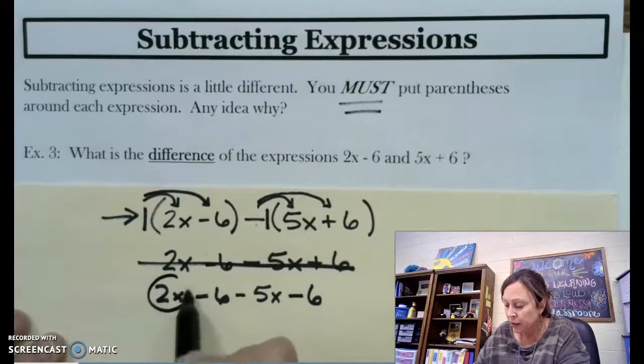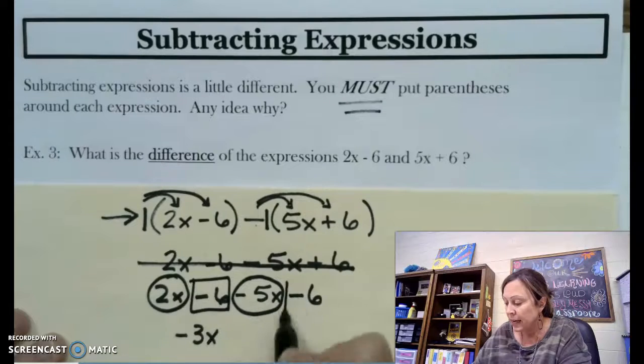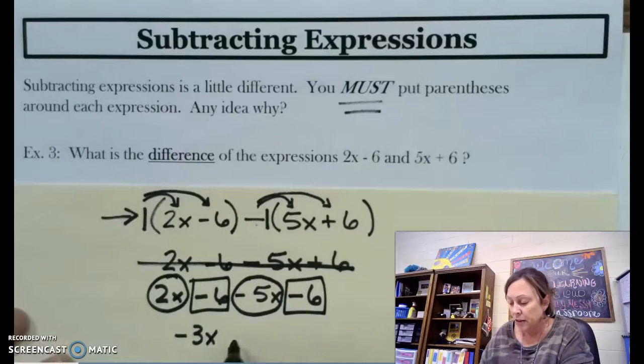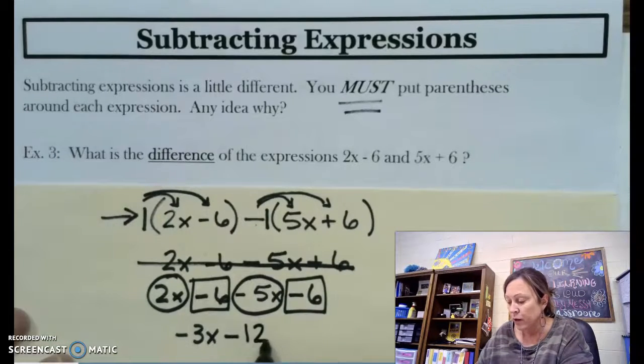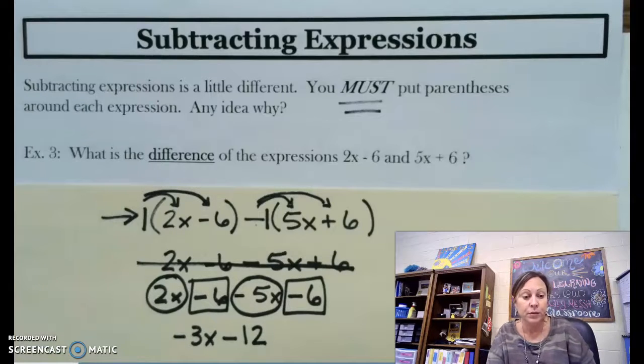Now I simply combine my like terms. I have 2x and negative 5x. That gives me negative 3x. And I have a negative 6 and a negative 6. That becomes negative 12. So my final answer is negative 3x minus 12.